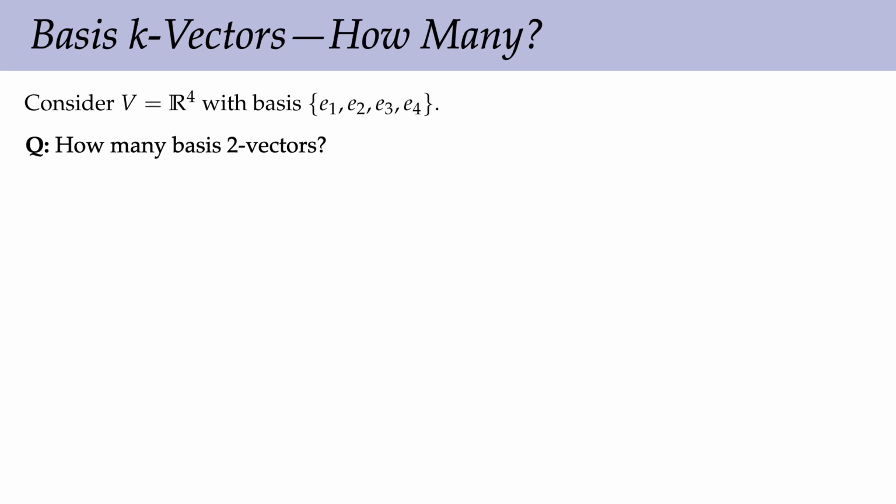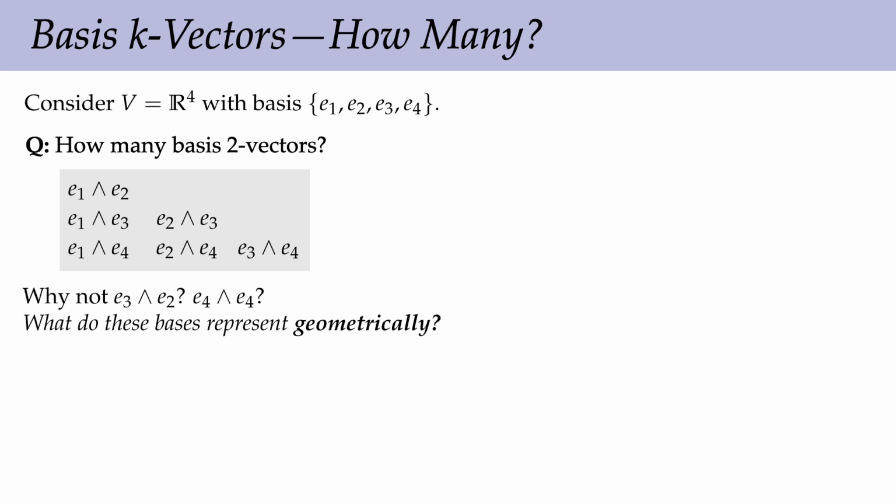Well, I claim that you have 6, and here they are: E1 wedge E2, E1 wedge E3, E1 wedge E4, E2 wedge E3, E2 wedge E4, E3 wedge E4. Why? Why only these? Wait a minute. Aren't I missing some important pairs? Like, couldn't I wedge together E3 and E2 to get another basis 2 vector? Couldn't I wedge together E4 and E4?